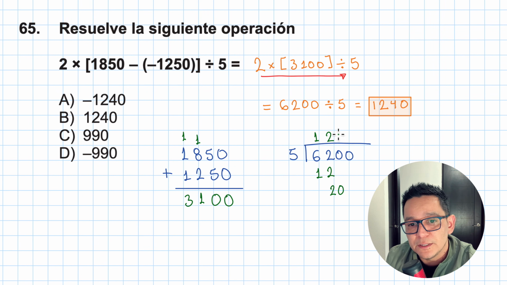Bring down the 4. 5 goes into 24 4 times. 4 times 5 is 20, subtract from 24, and you get 4.